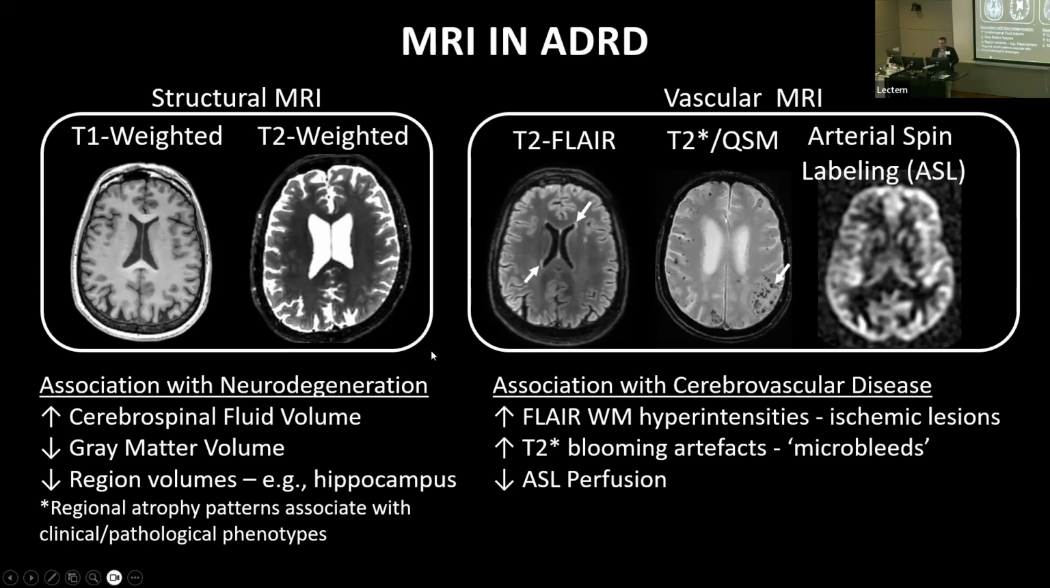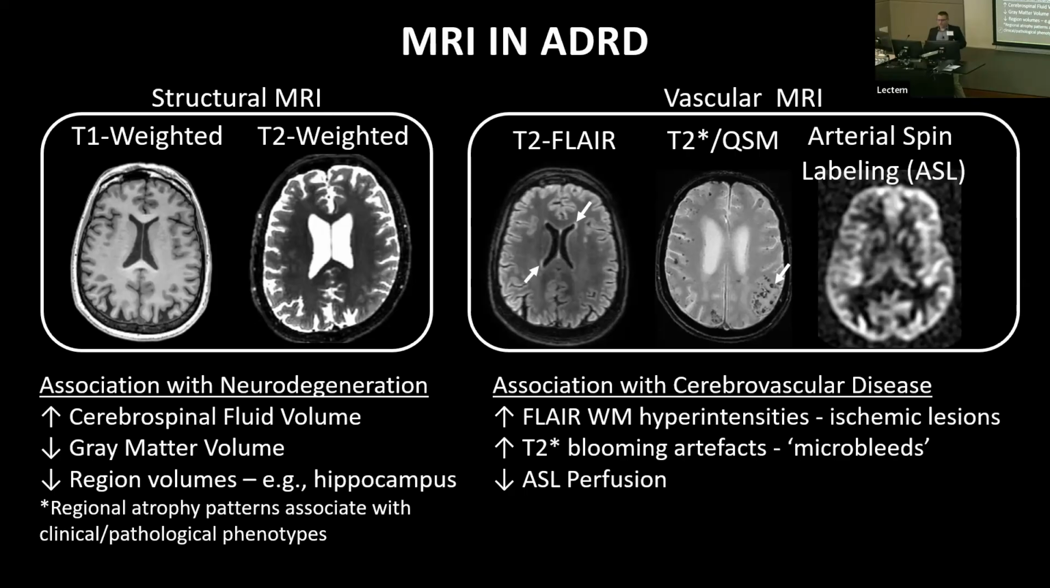These are different MRI sequences that we can set up, and we can acquire these within, say, 30 minutes to an hour on a single scanner. Our main bread and butter sequences are things like T1-weighted MRI and T2-weighted MRI. These primarily give us information about structure, right? So we can get things like gray matter volume, white matter volume, volume of CSF.